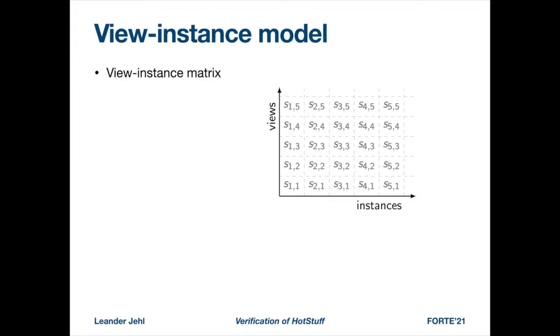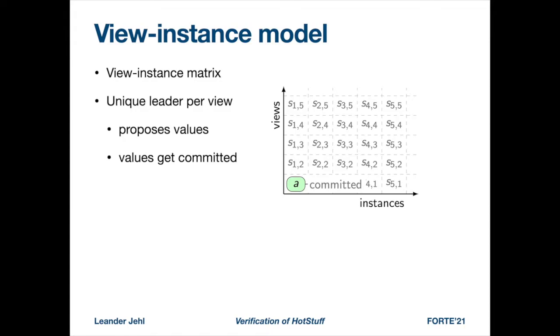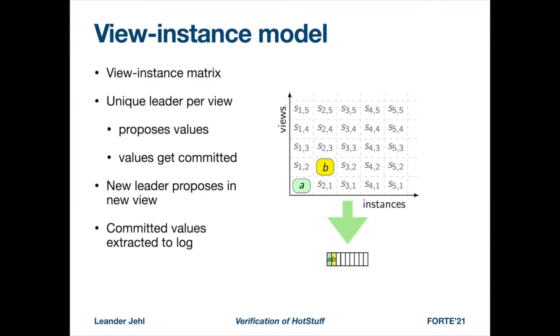The view instance model uses a matrix of slots. Each slot has a view and an instance. Each view also has an assigned leader that can propose values in a slot in that view, like shown here. Values can get committed, and new leaders can propose values in their views. Committed values are extracted into the log following their instance. So a value from the first instance goes to the first index and so on.